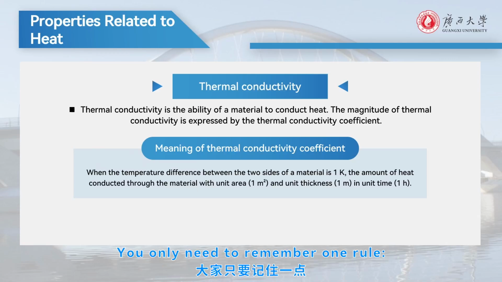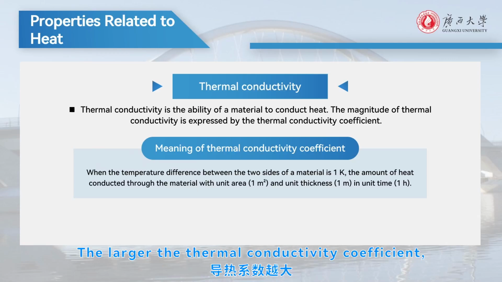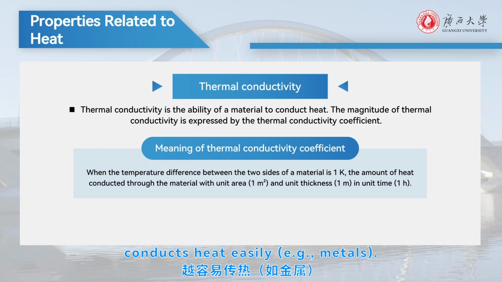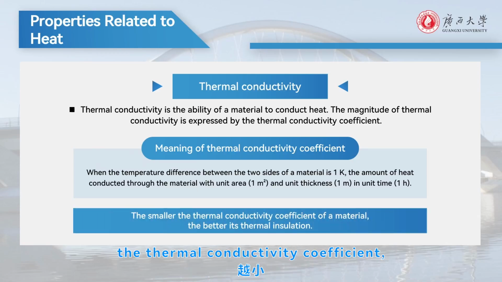You only need to remember one rule. The larger the thermal conductivity coefficient, the faster heat transfers, meaning the material conducts heat easily, for example, metals. Conversely, the smaller the thermal conductivity coefficient, the better the thermal insulation. Heat has difficulty passing through, for example, foam plastic.